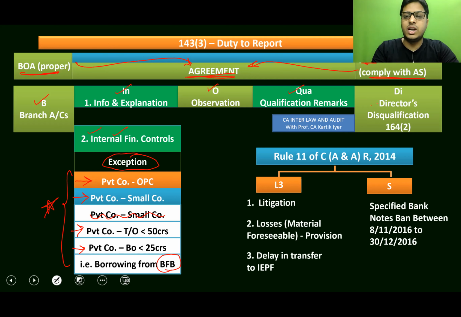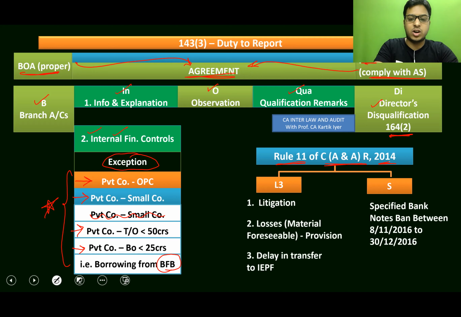Next, if any directors are disqualified under section 164 subsection number 2, then the auditor should comment on this as well. Director disqualification under section 164 subsection number 2. Then we have rule 11 of the Companies (Audit and Auditors) Rules 2014. Now here they have said in relation to 3 things.